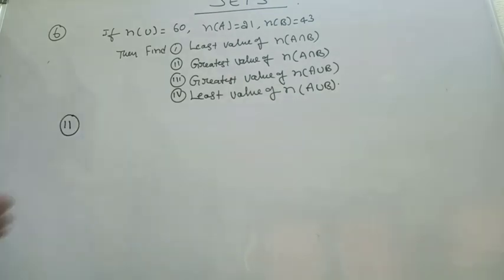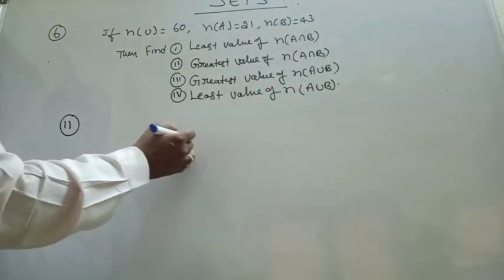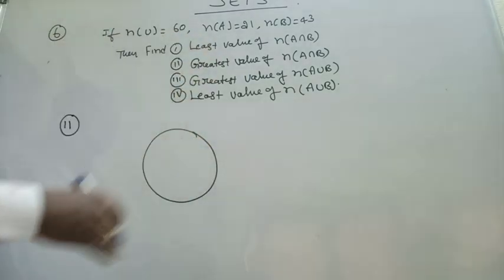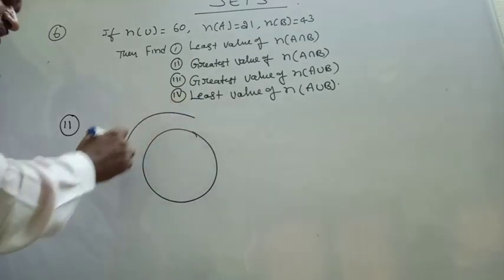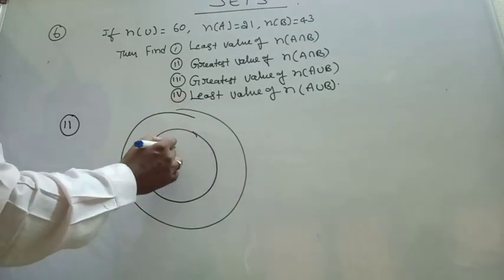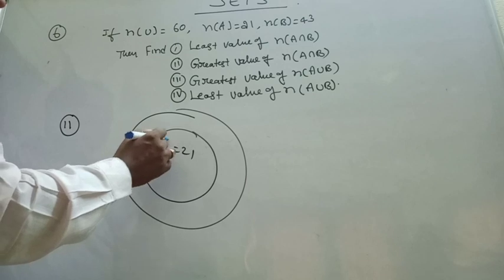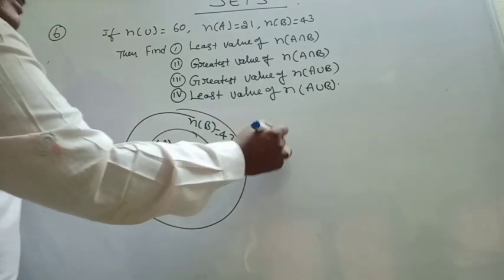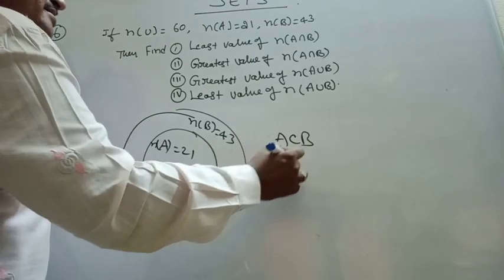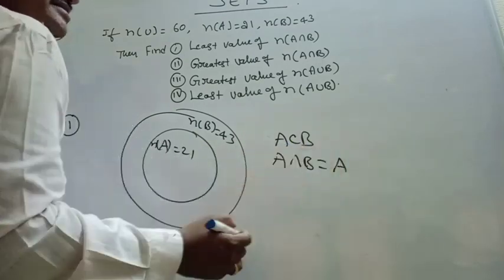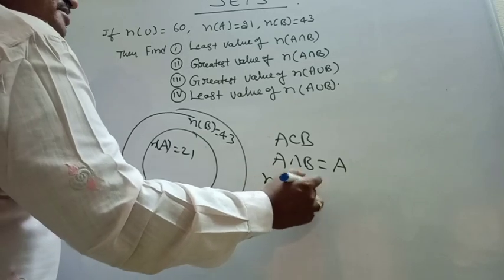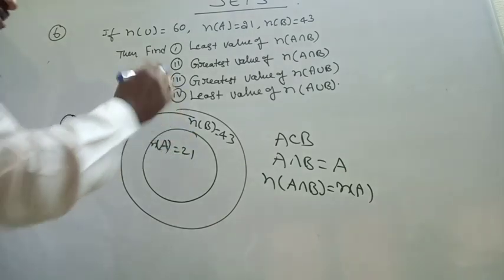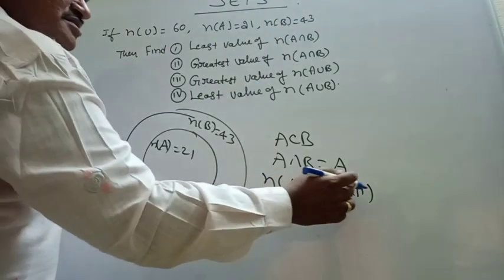Now the second one, my dear student, greatest value of n of A intersection B. Now we have discussed that the intersection has its greatest value when one set is a subset of another set. Here n of A is 21 elements, n of B is 43 elements. That means when A is a subset of B, A intersection B is nothing but A itself. Therefore, n of A intersection B is equal to n of A when A is a subset of B. Then the greatest value of n of A intersection B is nothing but n of A.